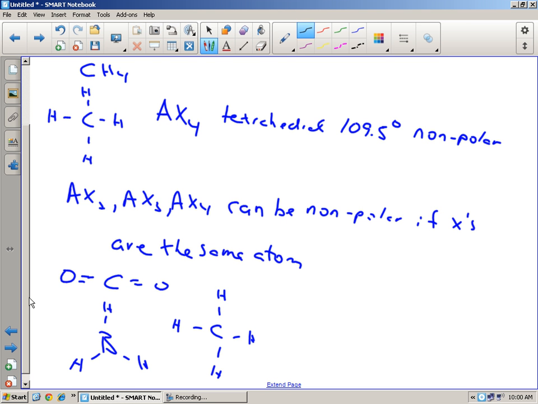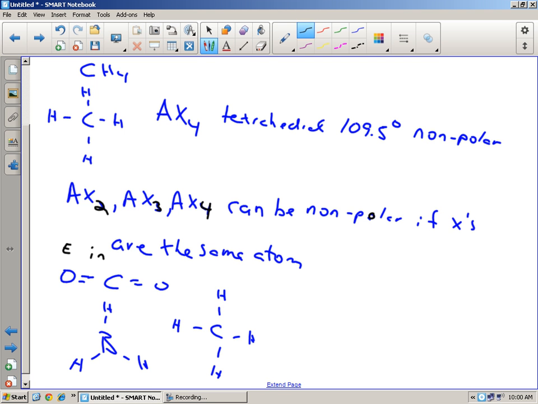And then I put down here, by the way, AX2, AX3, AX4 can be nonpolar if the X's are all the same. Otherwise, if they're not all the same, then it's most certainly polar. And of course, anything with an E in the general formula is automatically polar. So I might want to put that here.